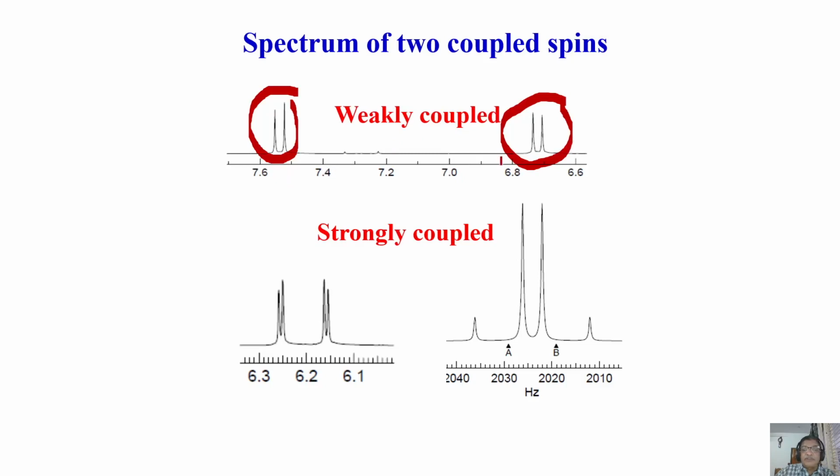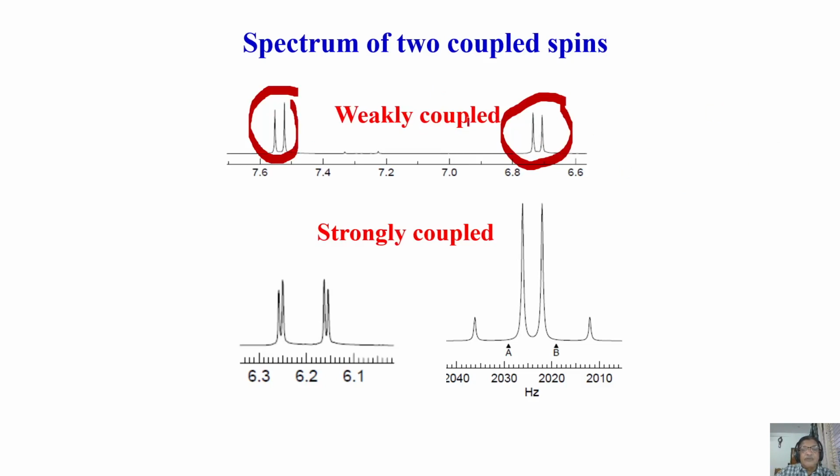Look at the chemical shift separation, about 7.5 to 6.7, so almost 1 ppm. At 500 megahertz, 1 ppm is 500 hertz. What is this separation? It's only of the order of 10 or 15 hertz. So it is weakly coupled, and in principle all these 4 lines should be of equal intensity.